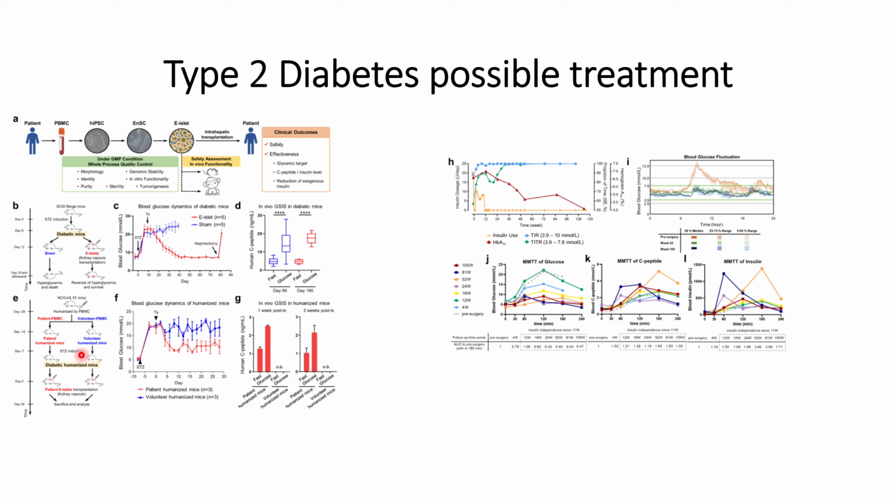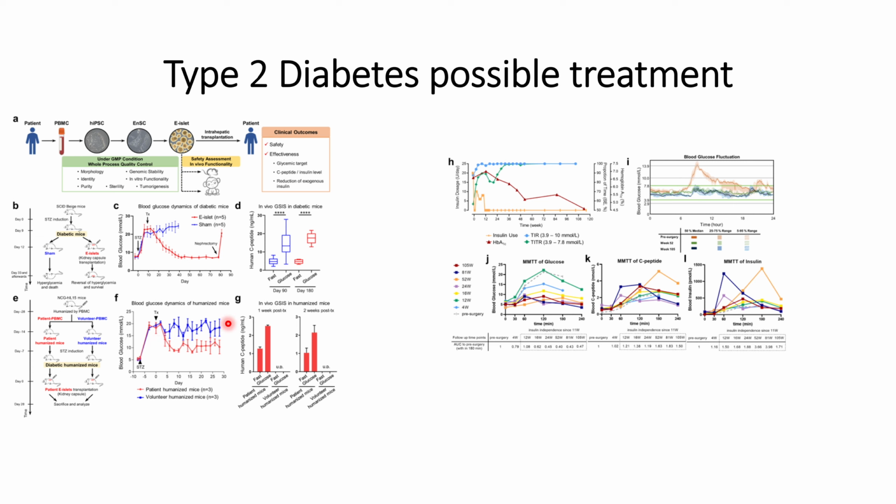However, when they introduce this STZ induction, both the mice now have diabetic conditions, and both are diabetic mice. And when they introduce these islet cells in both the mice through kidney capsule transplantation, they can see that both the mice survived. And when they check the glucose level, they can see the glucose levels are more or less similar, whereas the volunteer PBMC mice have a high glucose level.